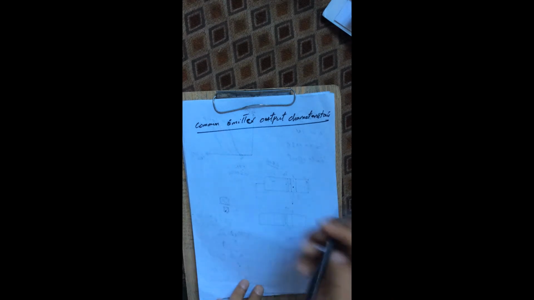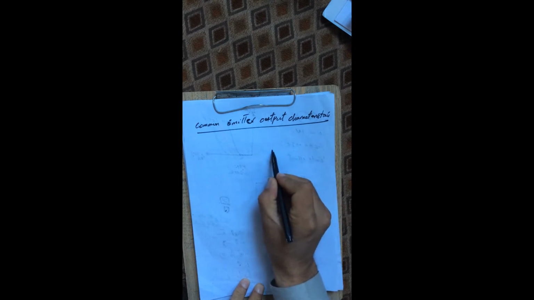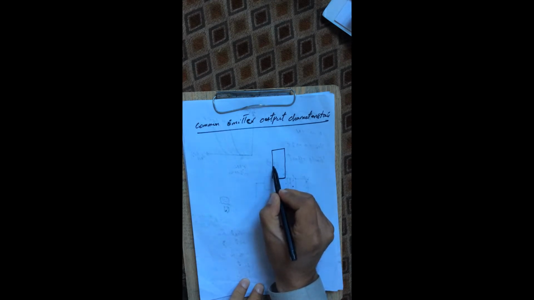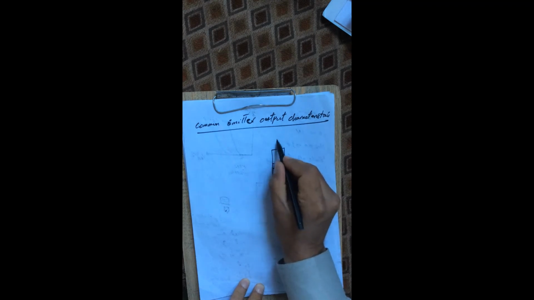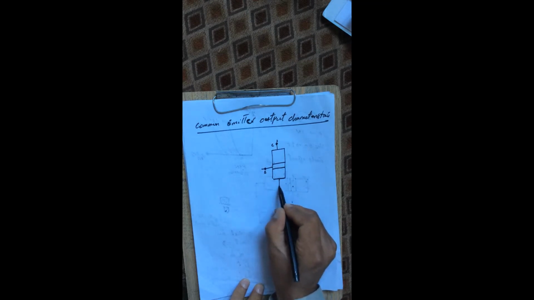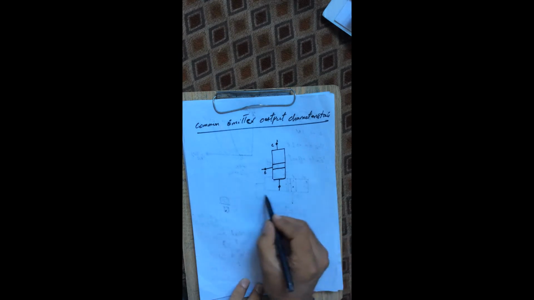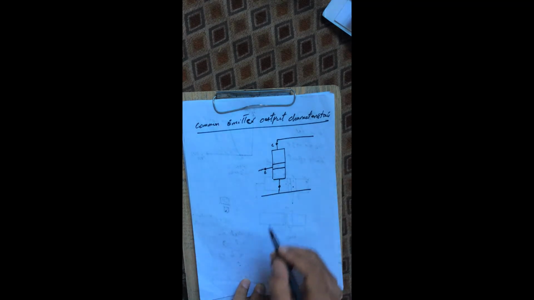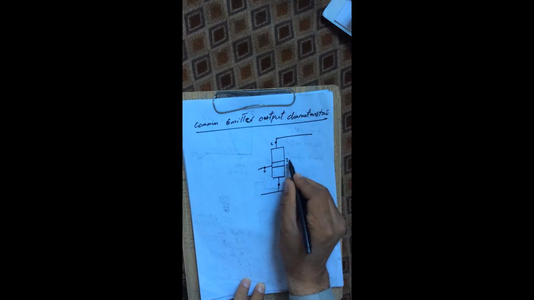Okay, next we have the common emitter output characteristics. So here we have the transistor. This is the collector, this is the base, and this is the emitter. Now this is the common emitter case, so the emitter is kept common between base and collector. Now this is junction J1 and this is junction J2.